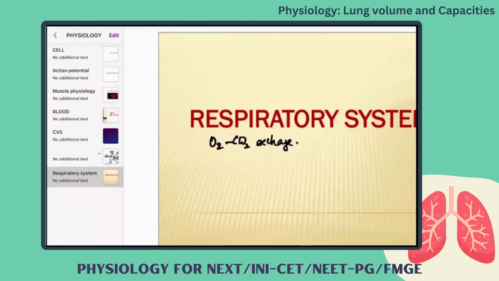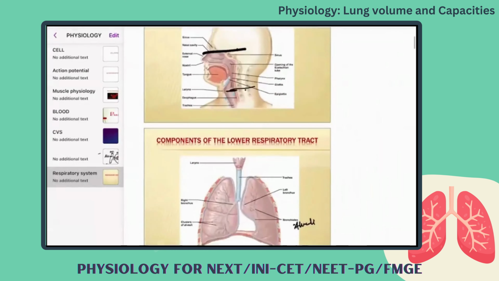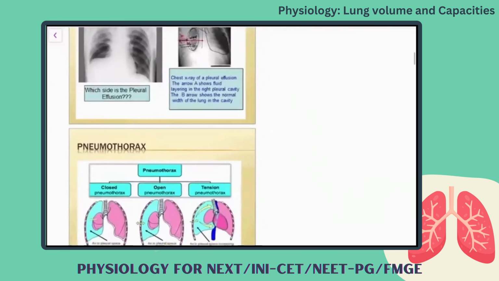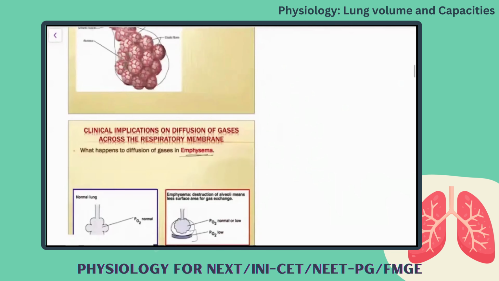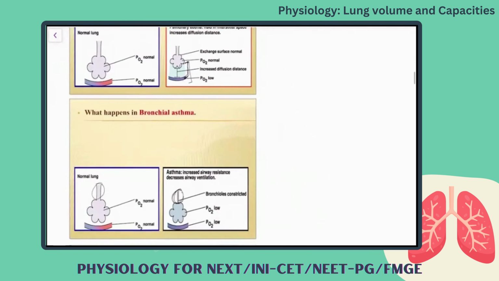Functional residual capacity is the volume of air which remains as a residue in the lungs and does not get involved in normal breathing. Residual volume is different. Residual volume is the volume of air which remains as a residue even after forced breathing.